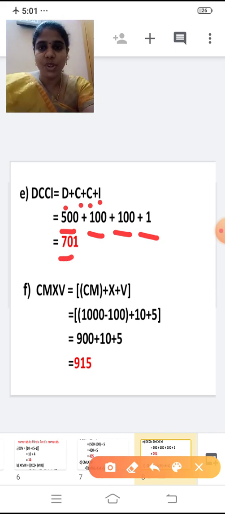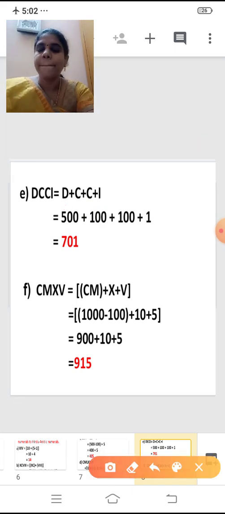I'm repeating it one more time. D, C, C, I. So now, if the smaller one is placed after the larger one, add all together: D plus C plus C plus I. Value of D is 500. Value of C is 100. Again, value of C is 100 plus I. Value of I is 1. Add all together: 500 plus 100, 600 plus 100, 700 plus 1, 701.